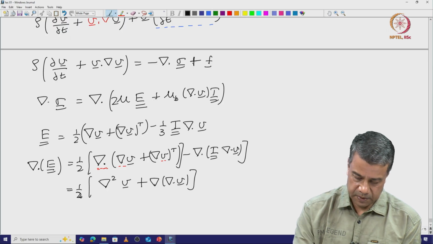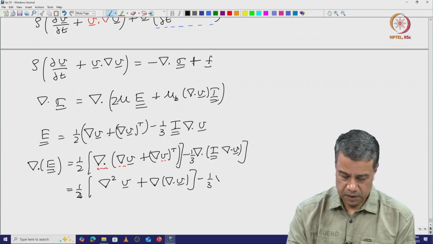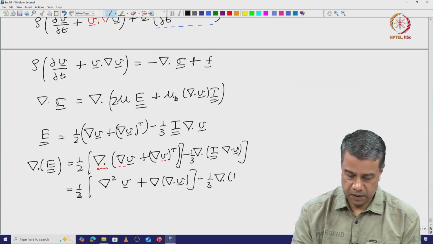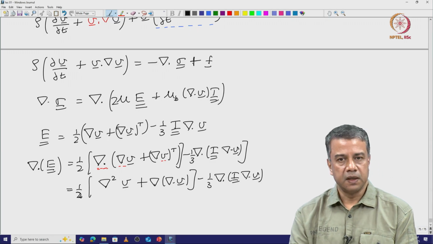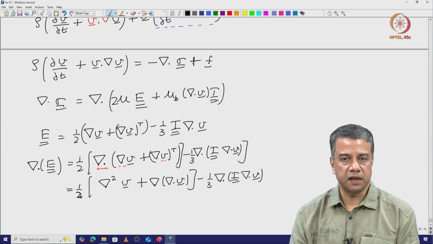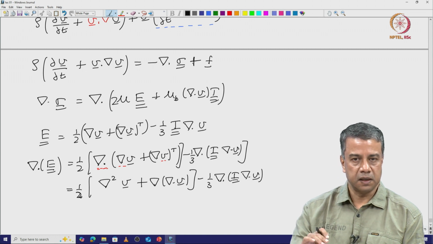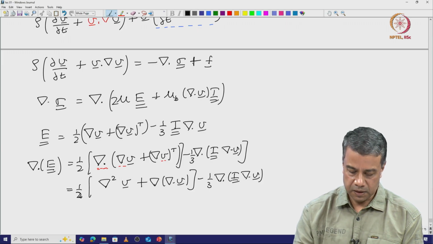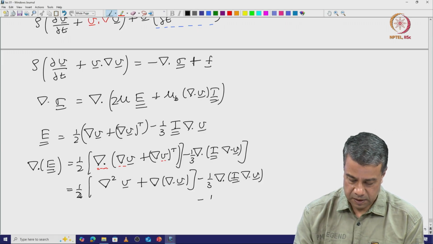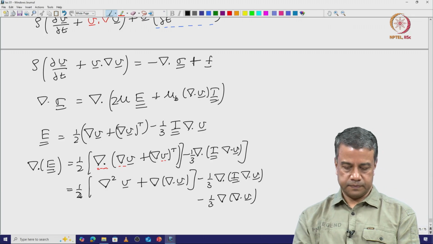I should write this as minus 1/3. So, minus 1/3, the divergence acting on I, del dot V. Divergence acting on the identity tensor. The identity tensor is basically ExEx, EyEy, EzEz. When you dot it with that, you will just get minus 1/3 the gradient of del dot V.